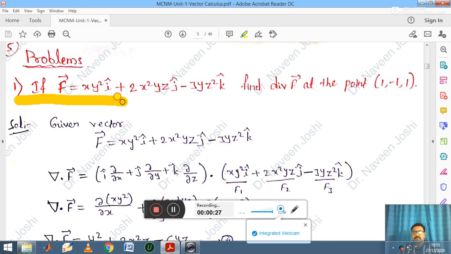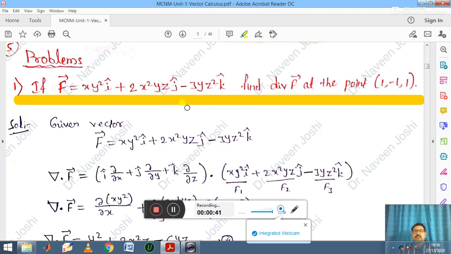If F equals xy square i plus 2x square yz j minus 3yz square k, find div F, that is divergence of F at the point (1, -1, 1). So here they are given a vector point function capital F and they are asking to find divergence of F at the point (1, -1, 1). Here (1, -1, 1) refers to x value 1, y value minus 1 and z value 1.